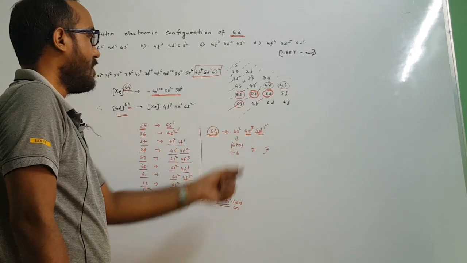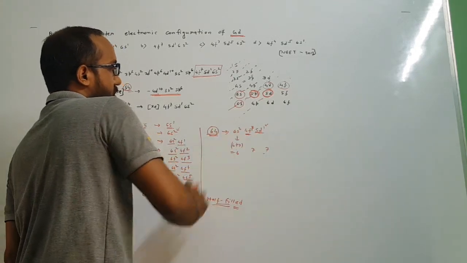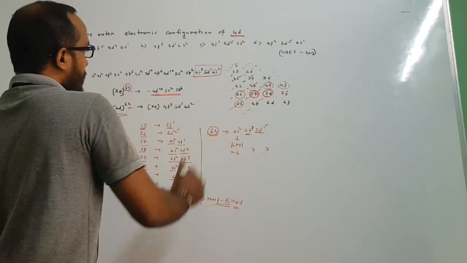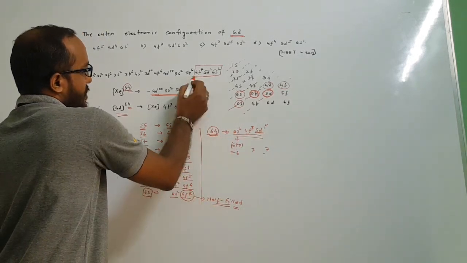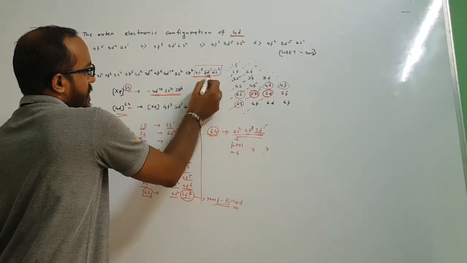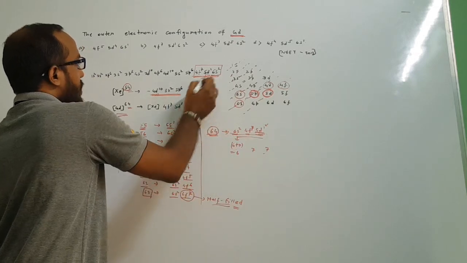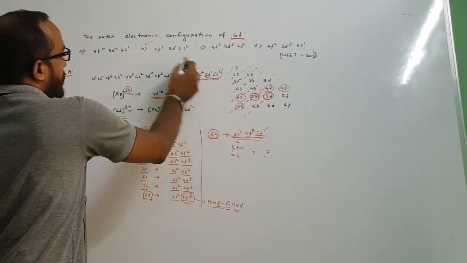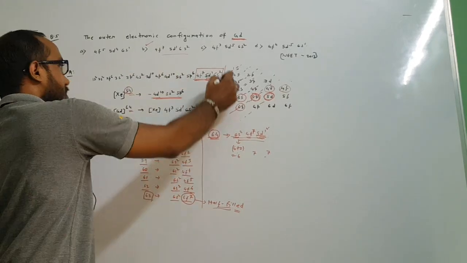So here 4 is less, and 5 is greater than 4. So we have to write down the configuration as 4f7, then 5d1, then 6s2. So our electronic configuration would be 4f7, 5d1, 6s2. That is option B is correct.